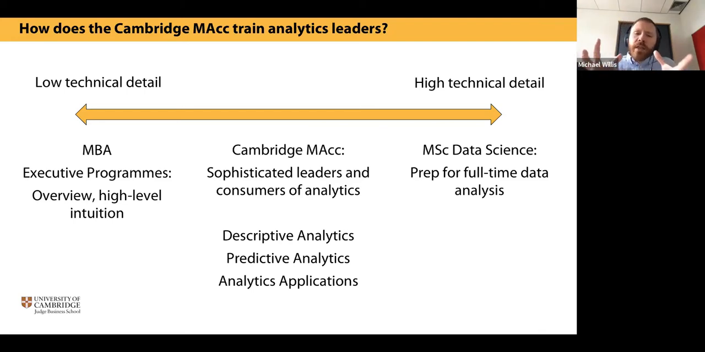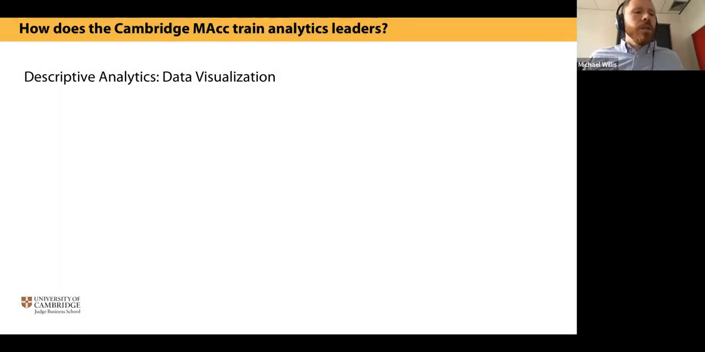And so we're sort of in the middle here with regard to technical detail. We provide a little bit more than an executive program or typical MBA, but we're not training full-time data scientists. I'd like to go into a little more detail about 3 of our modules around data analytics. And the first one I want to start with is called Descriptive Analytics.